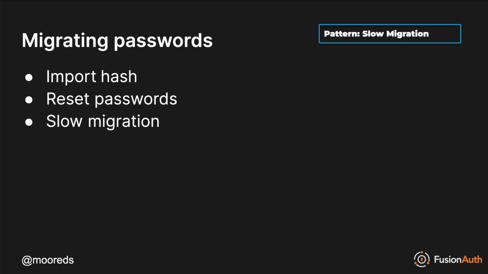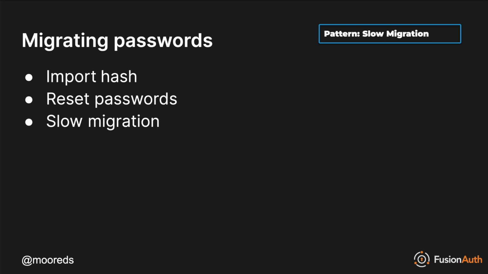FusionAuth, I think, personally does a great job of that. We have a way for you to import standard hashes, and then we also have a way for you to build your own hash provider if you're using something that is non-standard. But a lot of providers don't support that. If the provider does not support the hashing algorithm that you use, then you can't import the hash, and therefore you have two other options.